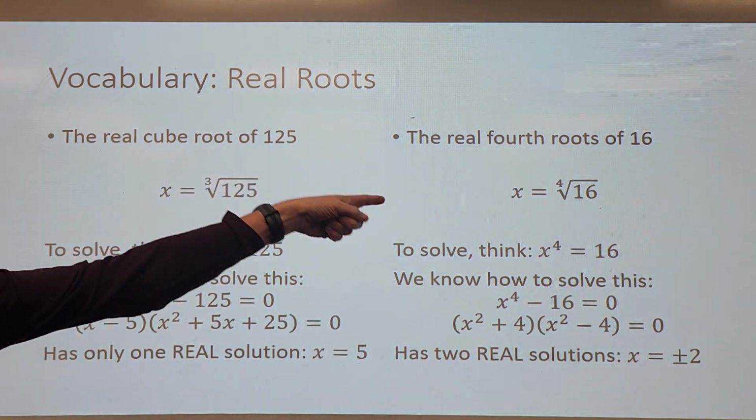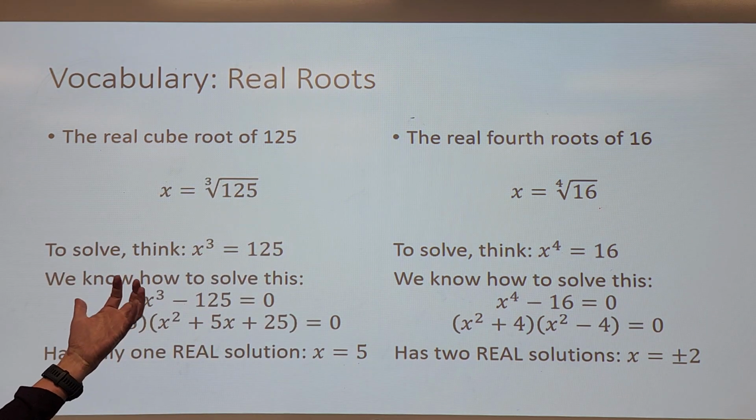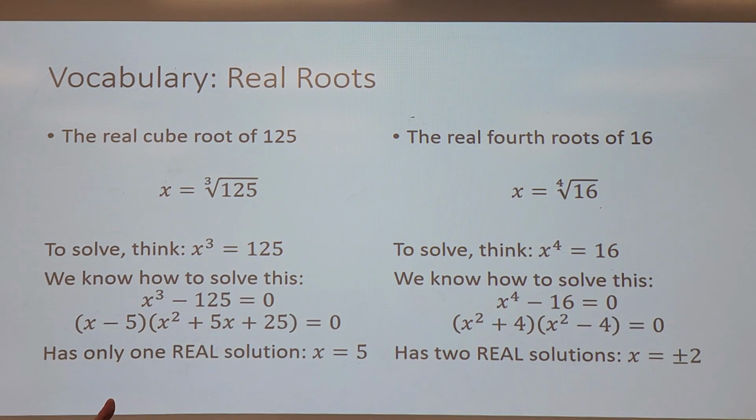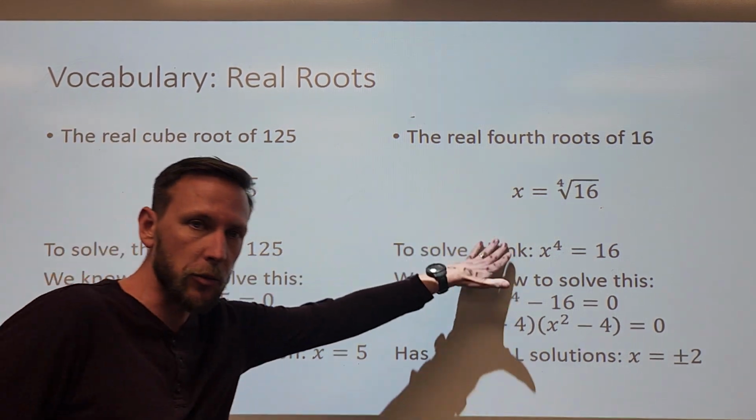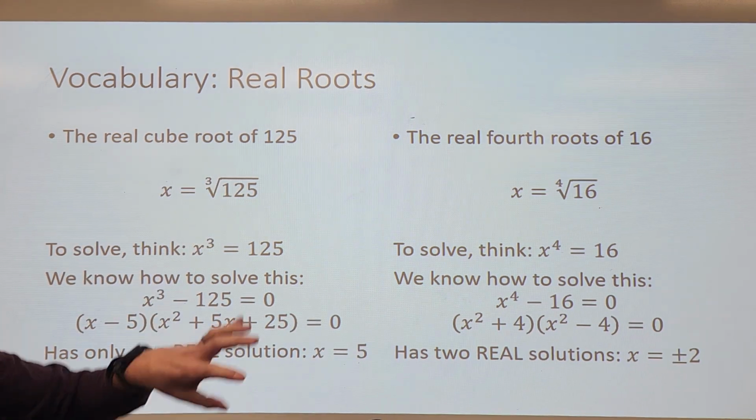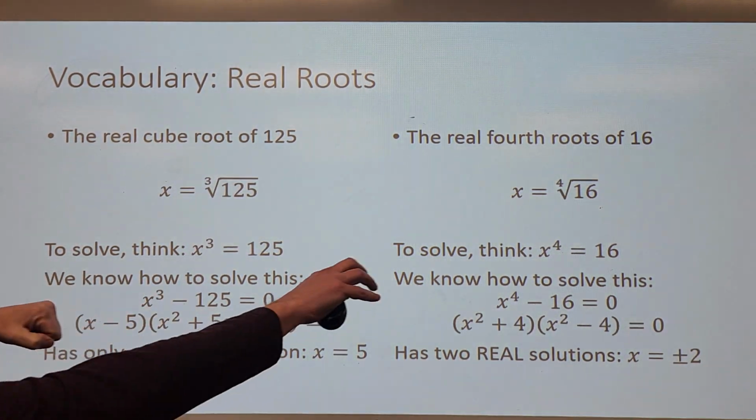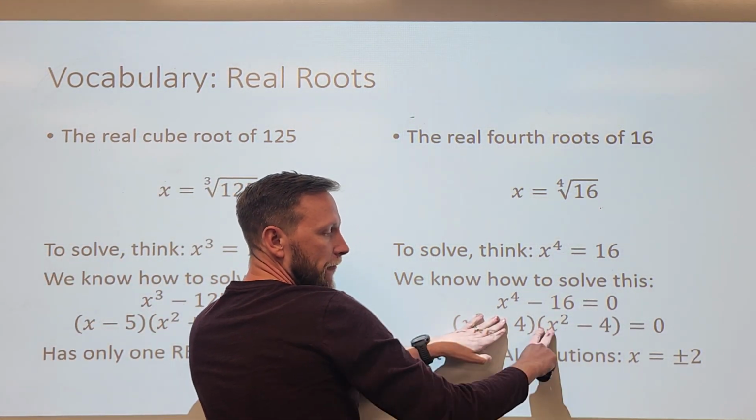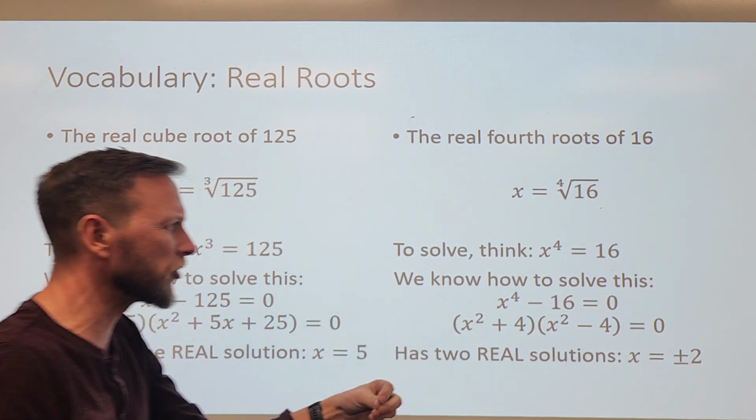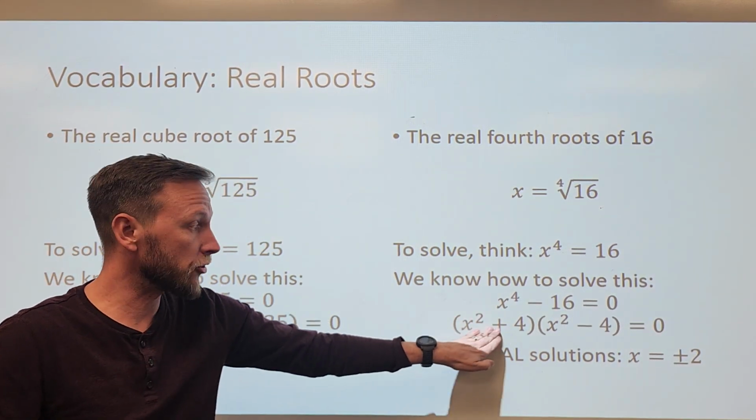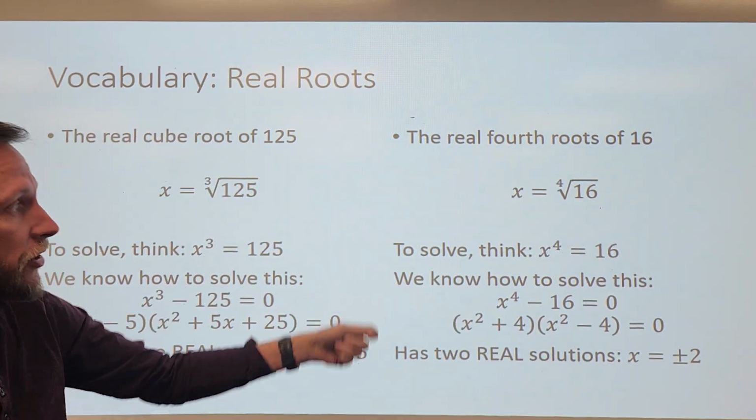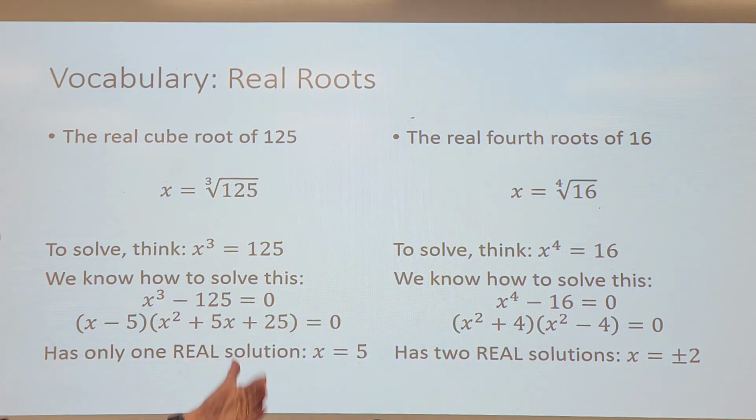When we're talking about even roots, like the real fourth roots of 16, when x equals the fourth root of 16, what are the numbers that are the fourth roots of 16? We want to think about those real roots. And so x to the fourth equals 16, x to the fourth minus 16 equals 0. We can factor that as x squared plus 4 times x squared minus 4 equals 0. Here we know that we can factor that further, but x squared plus 4 equals 0 will only have two imaginary answers, whereas x squared minus 4 will have two real answers. And so we would say the real fourth roots of 16 are positive 2 and negative 2.